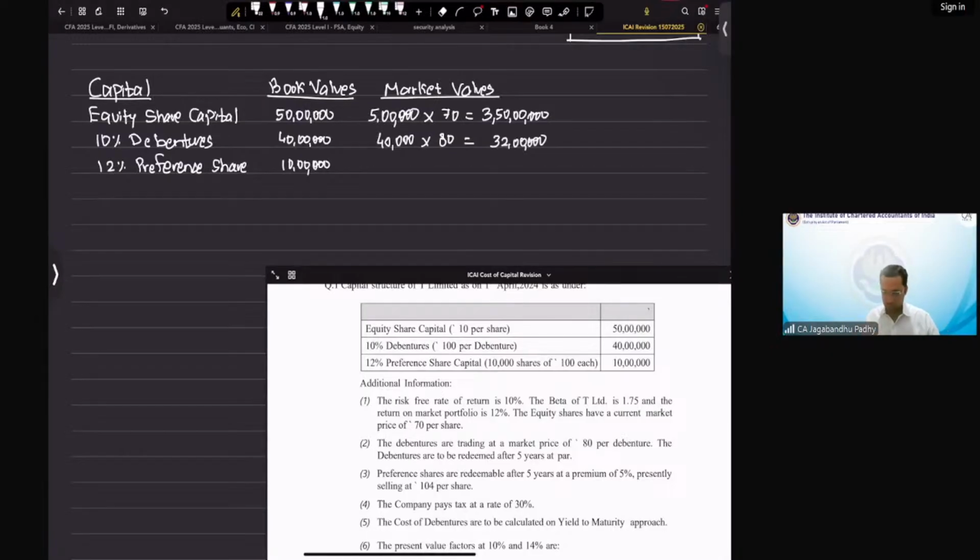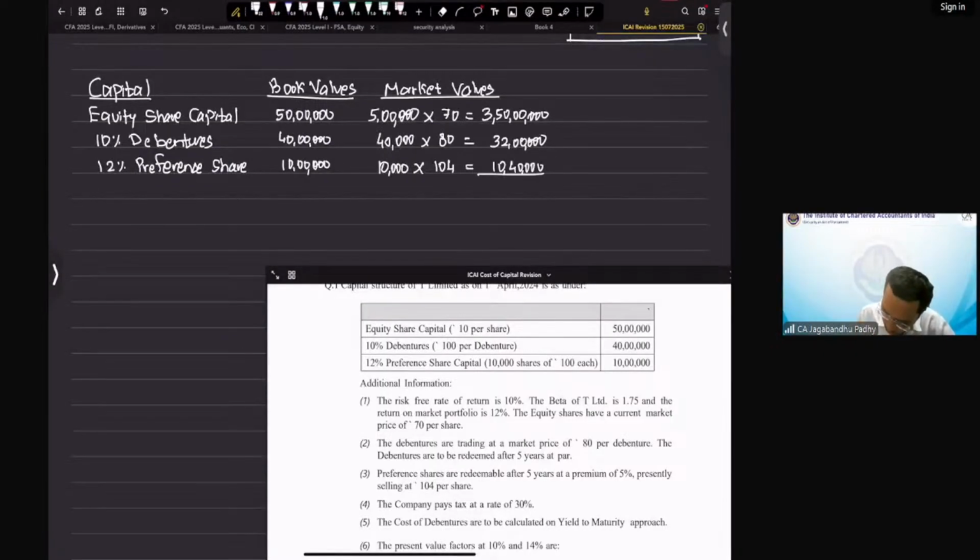And when it comes to preference shares, it's going to be 10,000. 10,000 into what's the market price of the preference share? Preference share is selling at 104. 104 into 10,000 is going to be 10 lakh 40,000. So we've got the market values.